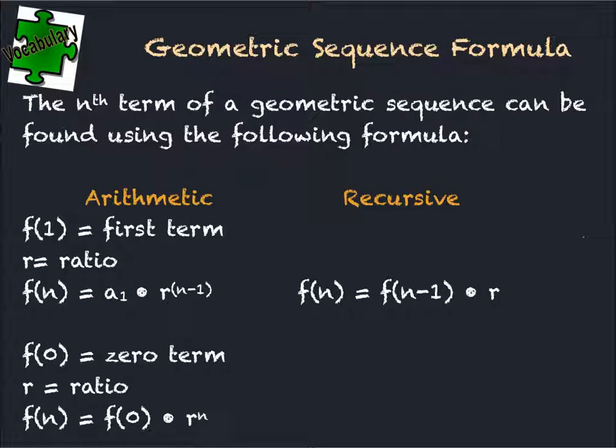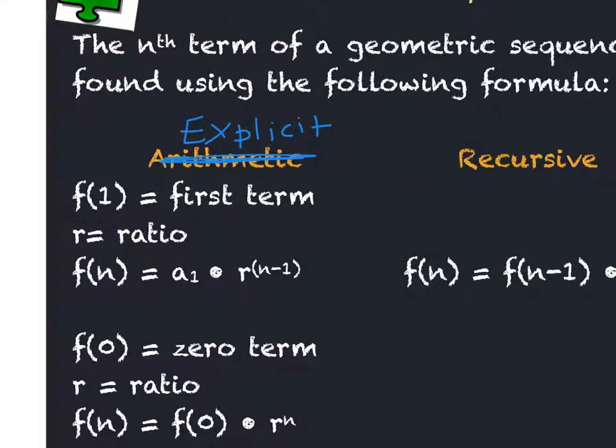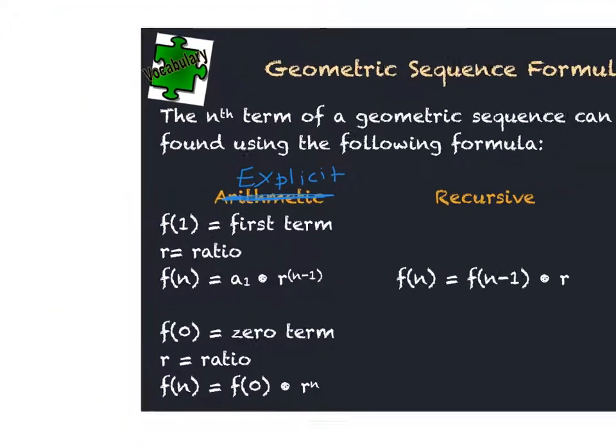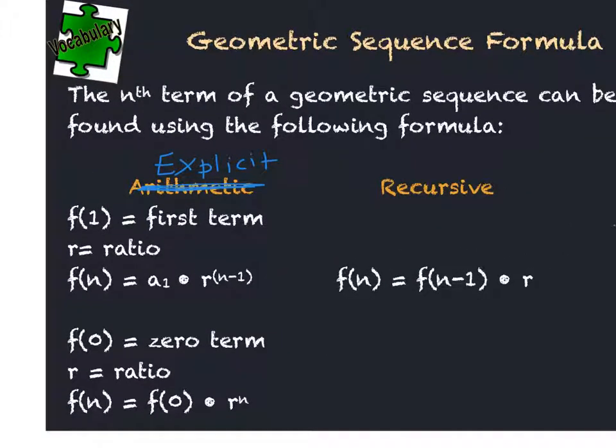Pause this slide and write all these down. So, explicit and recursive. To write a geometric sequence in explicit form, and these words should be familiar from when we were discussing arithmetic sequences. Remember, recursives are the ones where you need that previous term in order to get to the next term. That f of n minus 1 means previous term, if you remember that from when we were doing arithmetic.